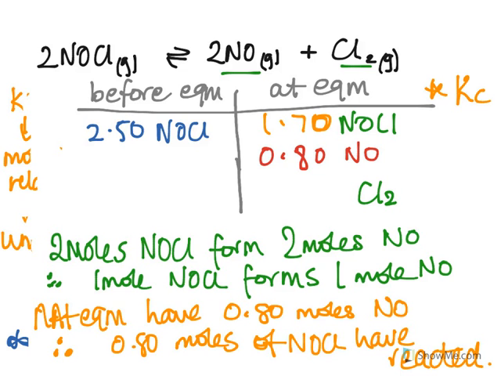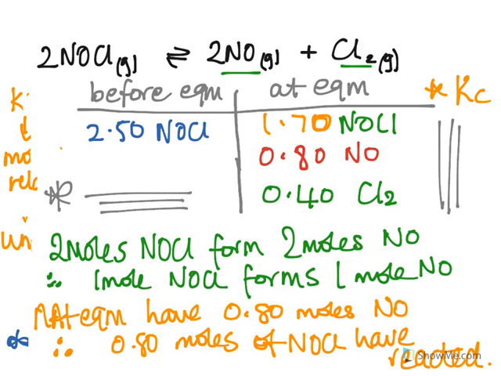So if we put that in here, okay, so the thing to sort out is using what we have before equilibrium and the mole relationship to work out what we have at equilibrium. And we could go on to calculate Kc at this point if the question asked us.